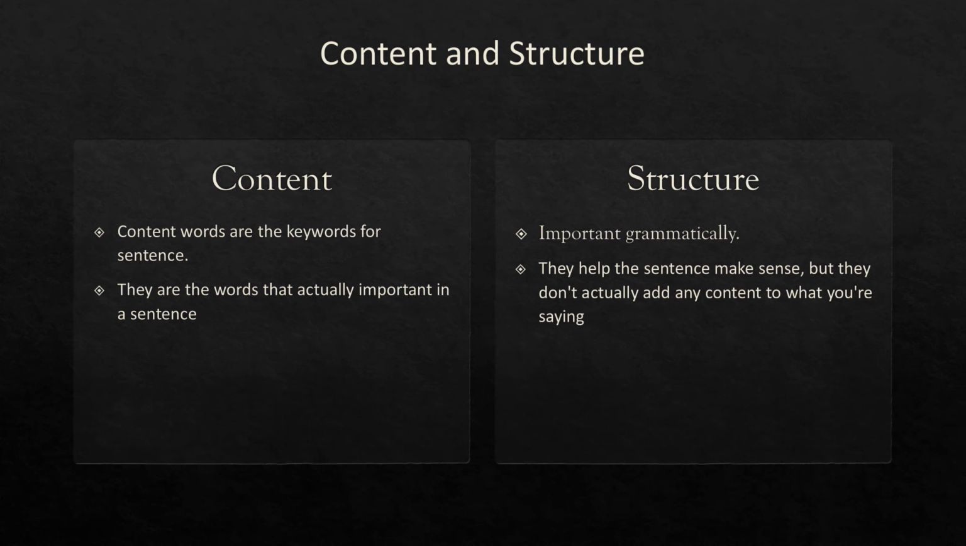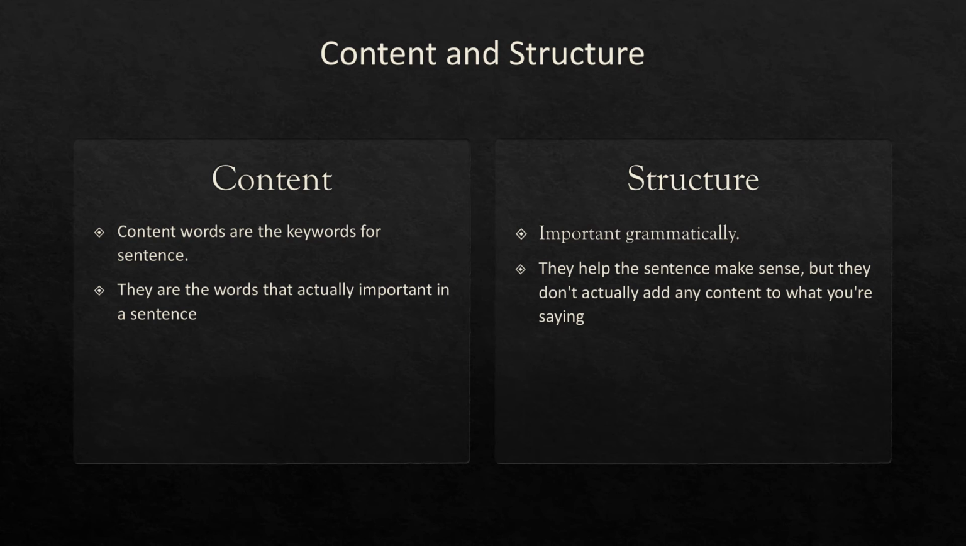Content words are like the key words for sentences. They're the really important ones that carry the actual meaning of what you're saying. They're the sense in the sentence. Structure words are less important. They help the sentence make sense grammatically, but they don't actually add any content to what you're saying. You can remove structure words from a sentence and it will still make sense. But if you remove content words, well, then you remove all of the sense from a saying.